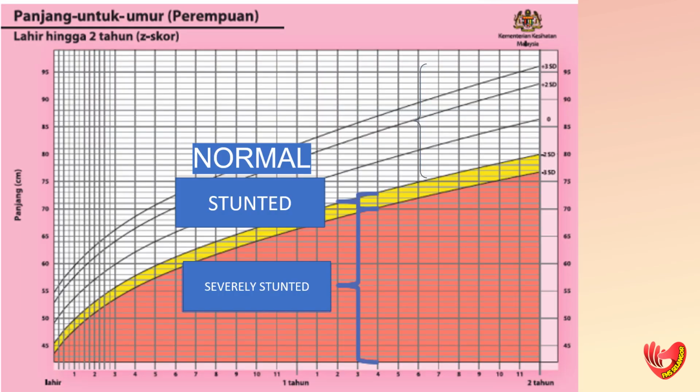I'm sure all of you are familiar with this chart. This is an example of length for age for a female child from birth till 2 years old. If the length of the child falls below minus 3 SD, which is in this red column, then the child is known as severely stunted. Anything between minus 2 SD and minus 3 SD is known as stunted. And anything above minus 2 SD is known as normal.